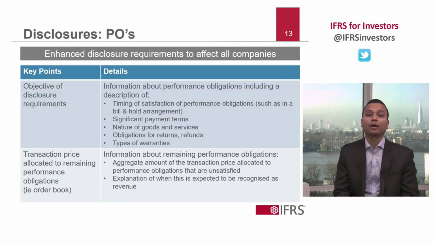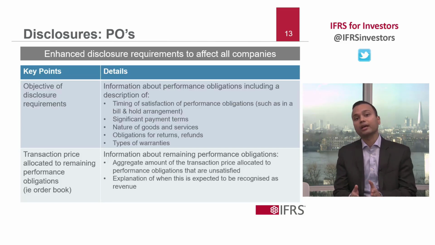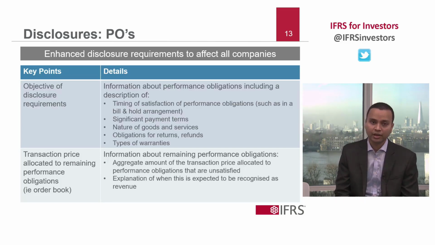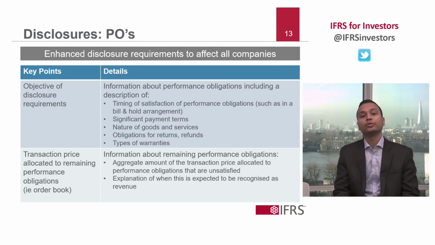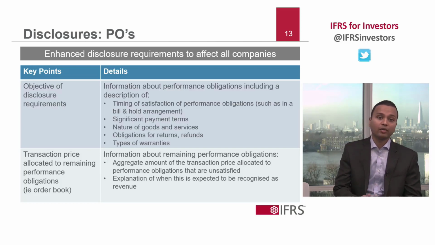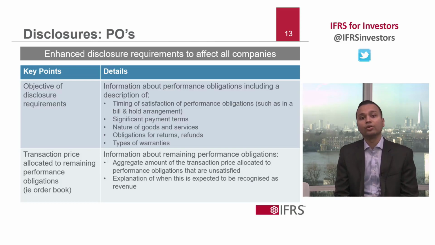Additionally, when companies have longer duration contracts, they may have to disclose the aggregate amount of the transaction price allocated to performance obligations that are unsatisfied. In other words, they may have to disclose information that is similar to order book. Further, they may have to explain when they expect to recognize revenue from these unsatisfied performance obligations.